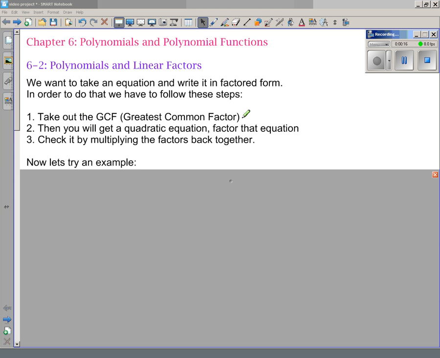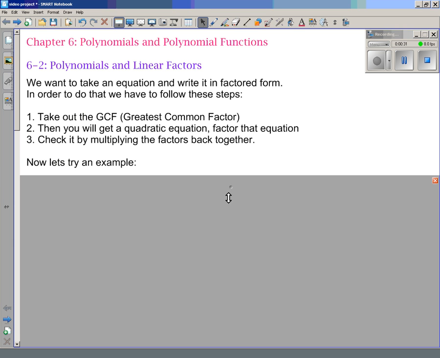First, we have to take out the GCF, which is the greatest common factor. That will then bring you to a quadratic equation or expression. We then want to factor that. Then you will get your final answer. You can check this by multiplying the factors back together. Let's try this example.